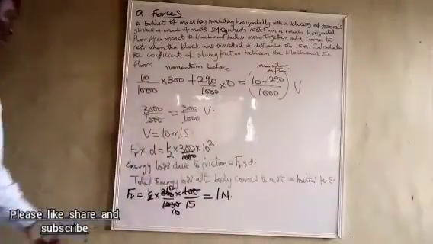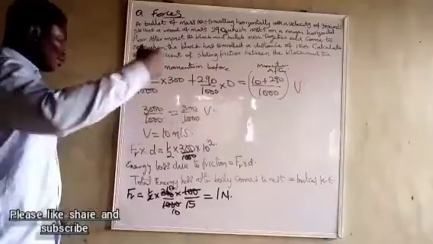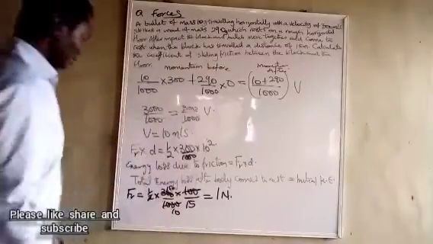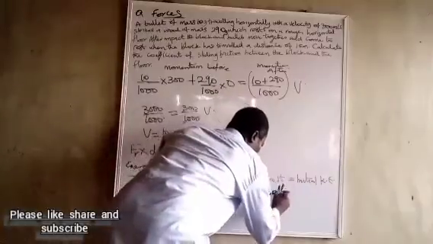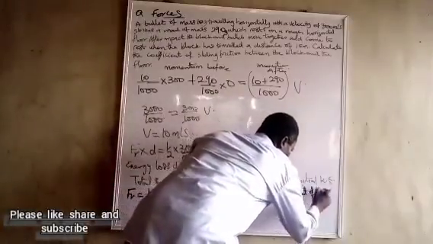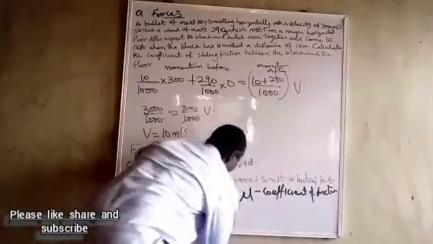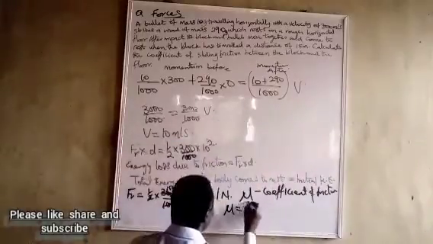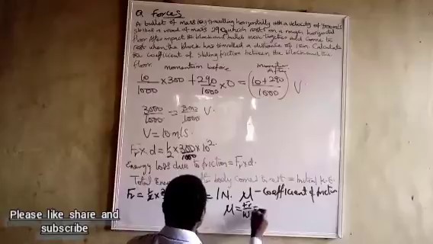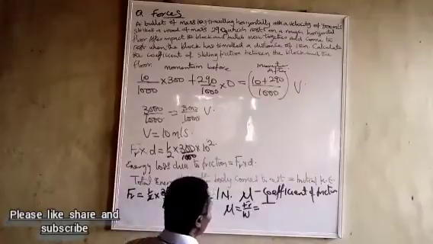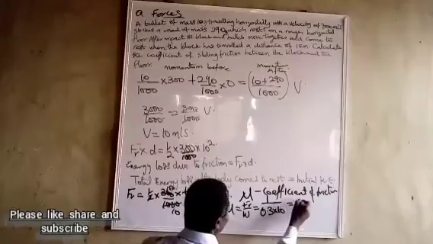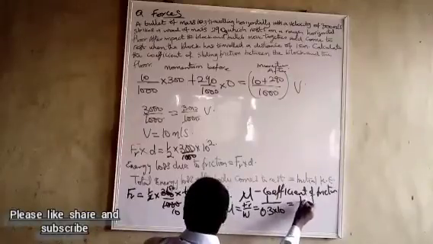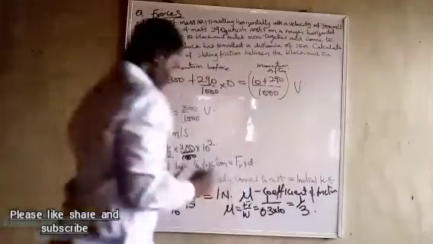And the coefficient of friction is the frictional force over the weight, the normal force. So mu, that is the coefficient of friction, is equal to Fr over weight, and that is 1 over the total weight, 0.3 times 10, which is 1 over 3. That is the coefficient of friction.